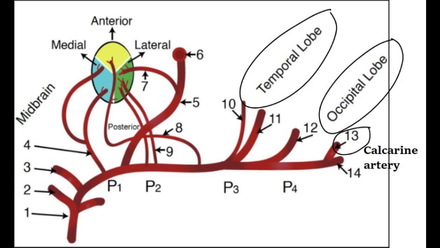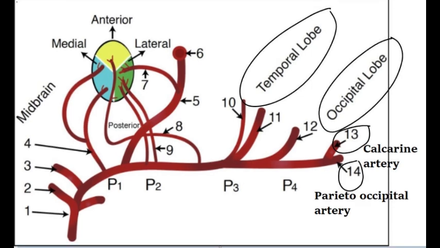Now, other branches include things like the parieto-occipital and the posterior temporal artery, which handle visual spatial processing and object recognition. Damage here might mean that the patient can see but may not be able to recognize objects or faces, and we call that visual agnosia.